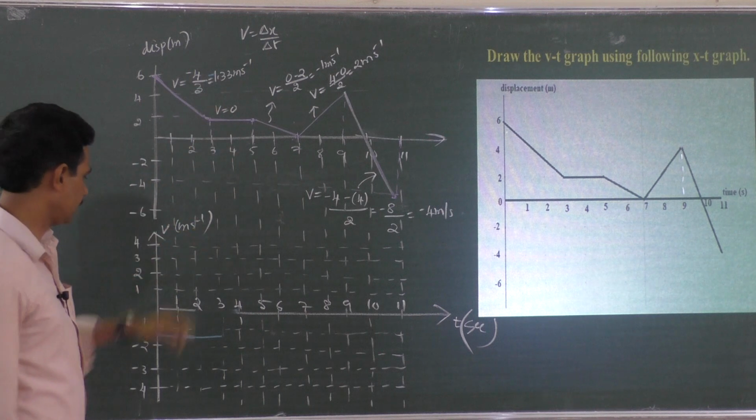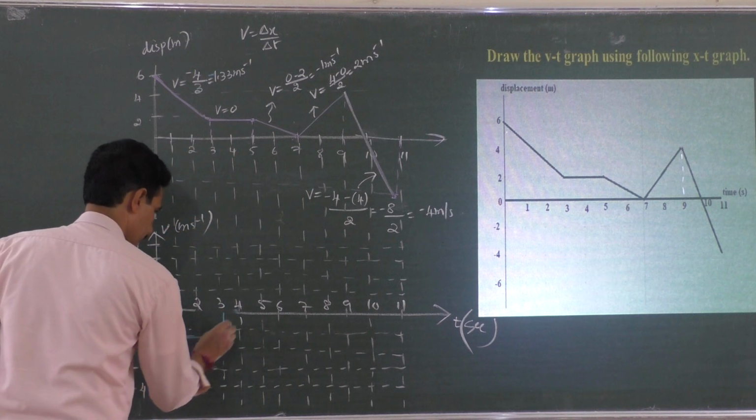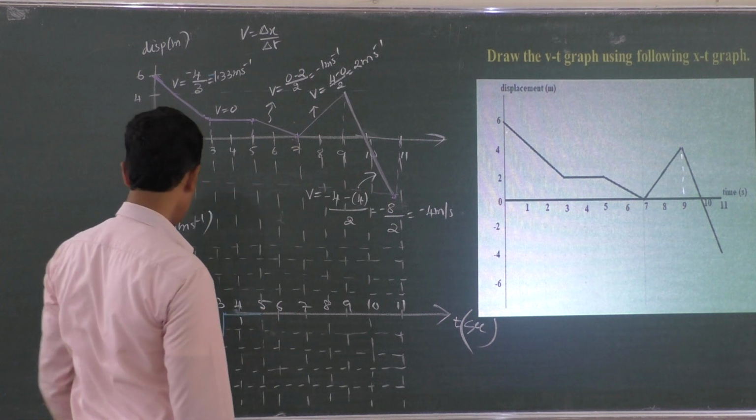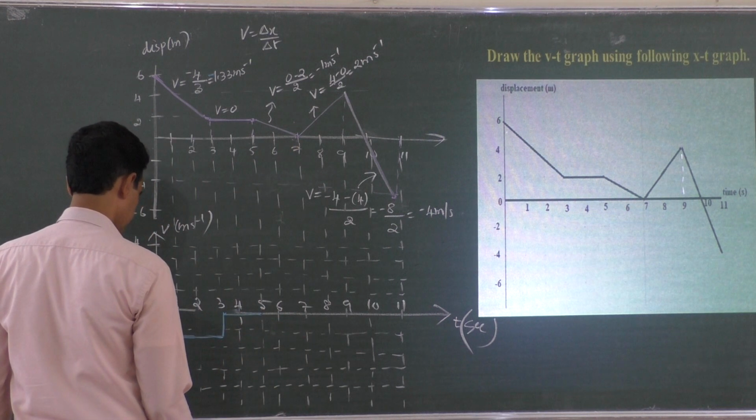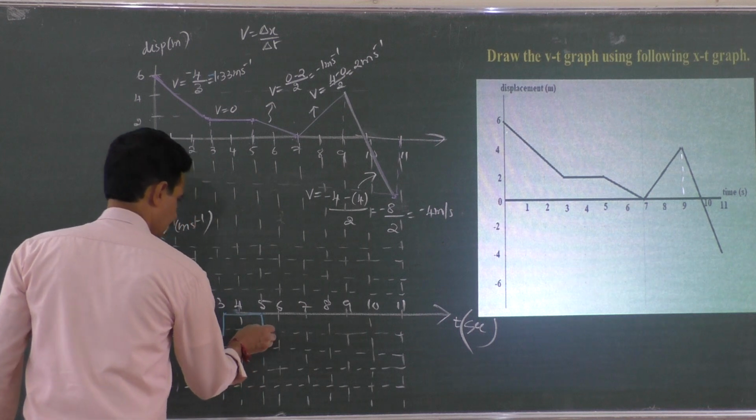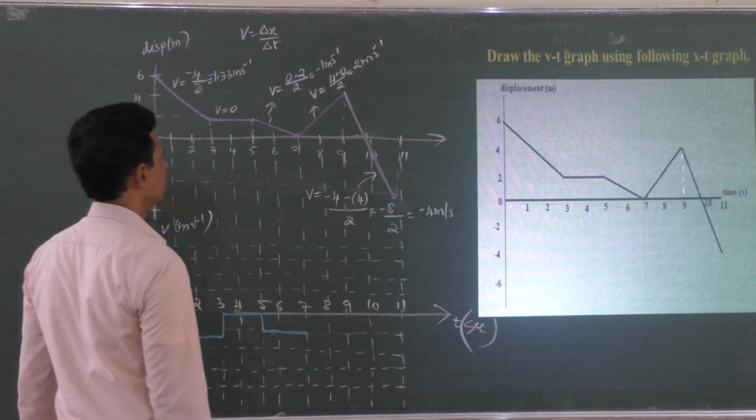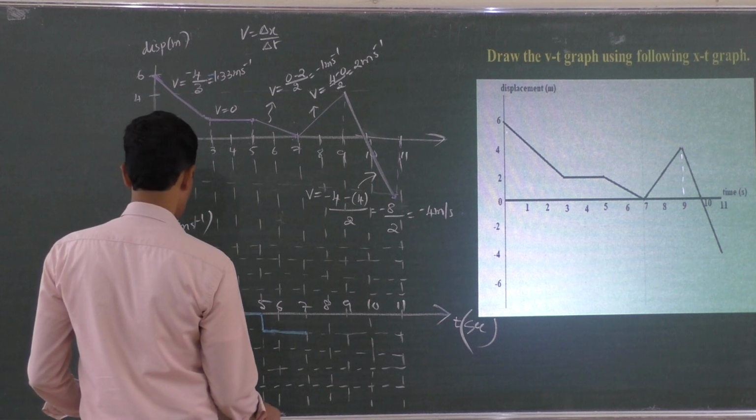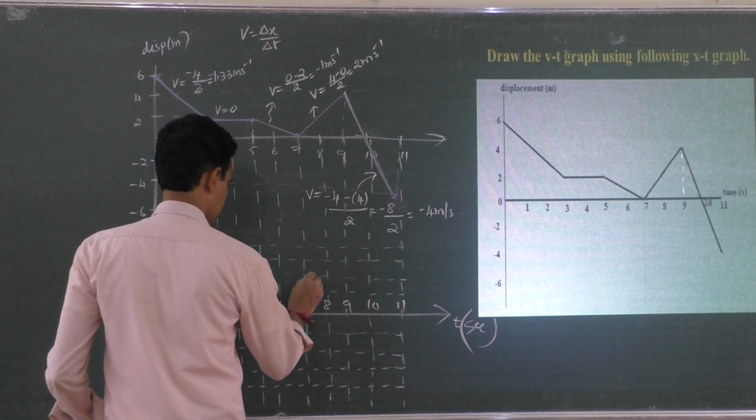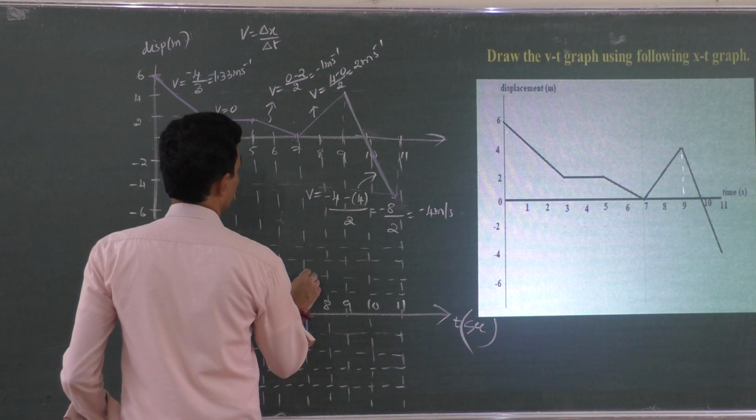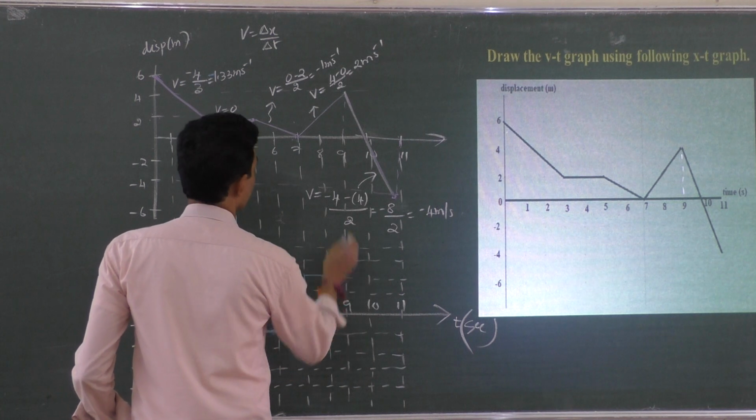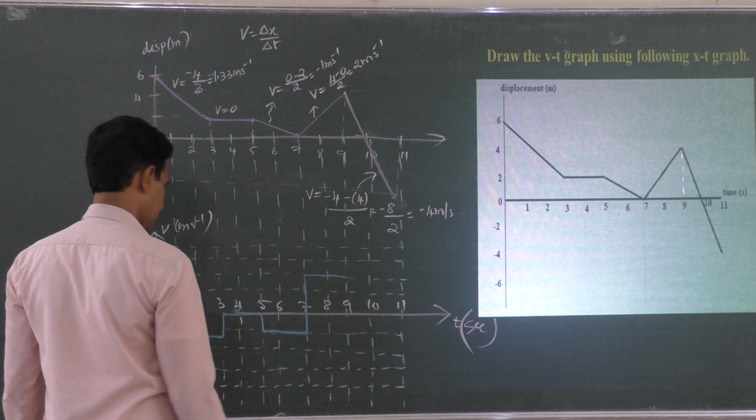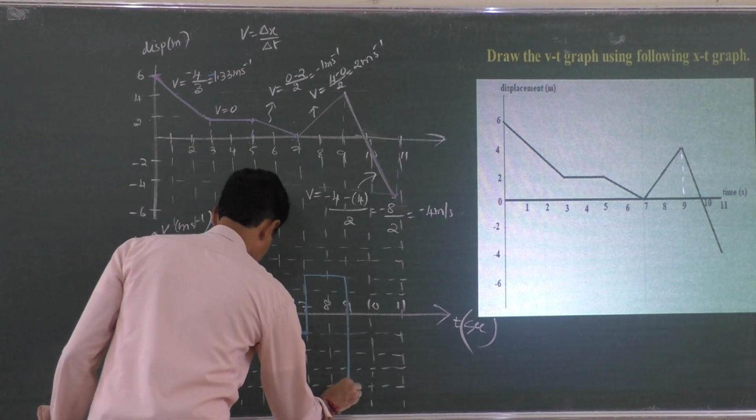Then 3 to 5, 0 velocity. 3 to 5, 0 velocity. 5 to 7, minus 1 meter per second. Yeah, here. 5 to 7, minus 1 meter per second. Then velocity is plus 2 meter per second, up to 9 seconds. Plus 2 meter per second. Then minus 4 meter per second. Minus 4 meter per second.